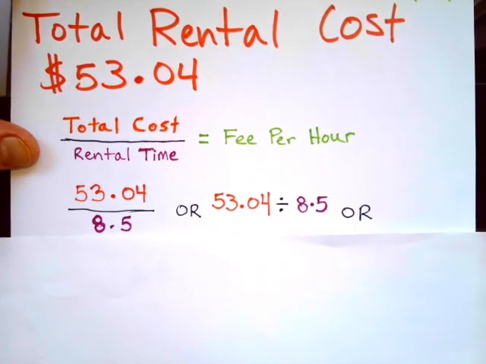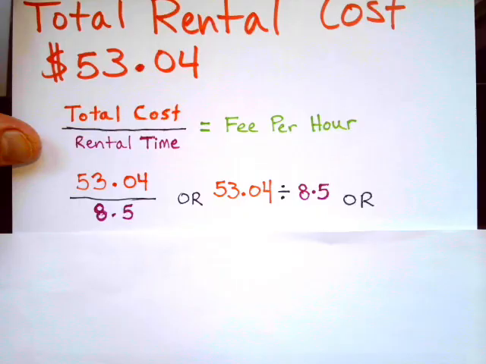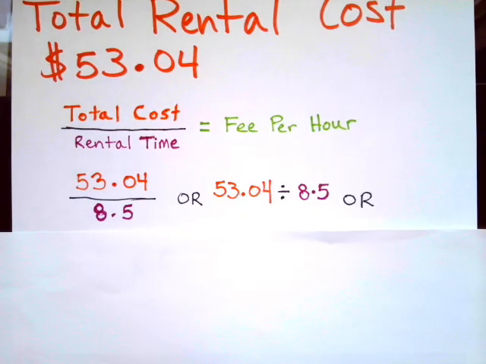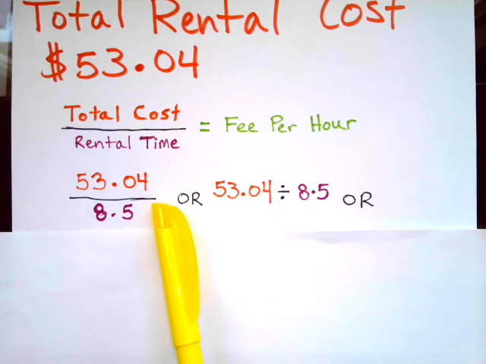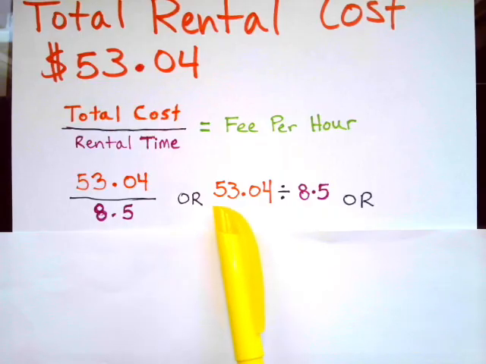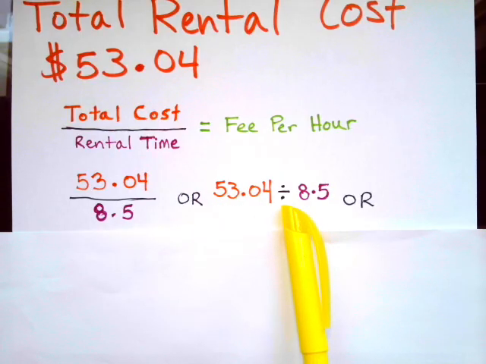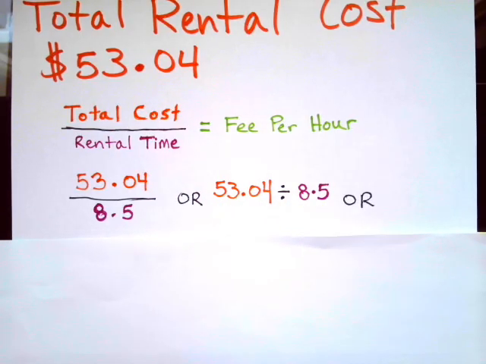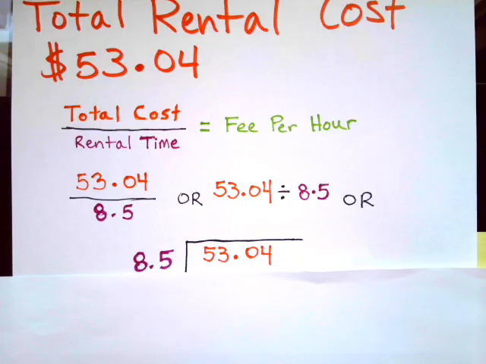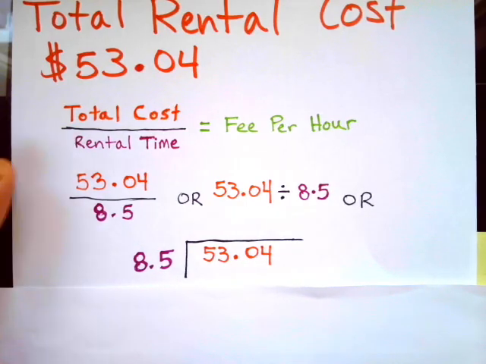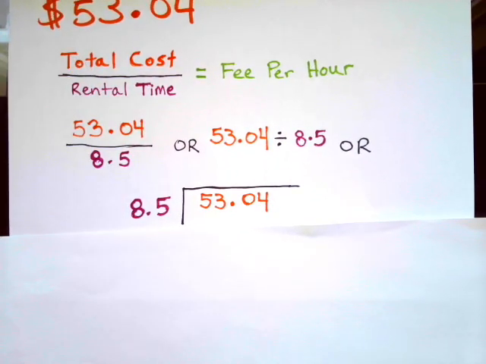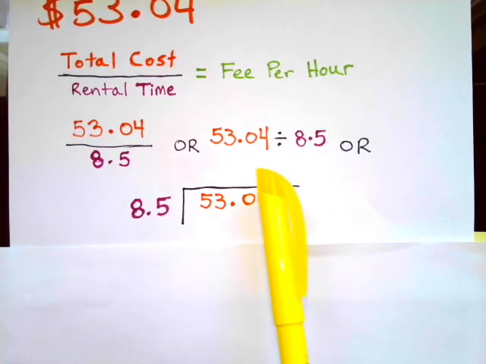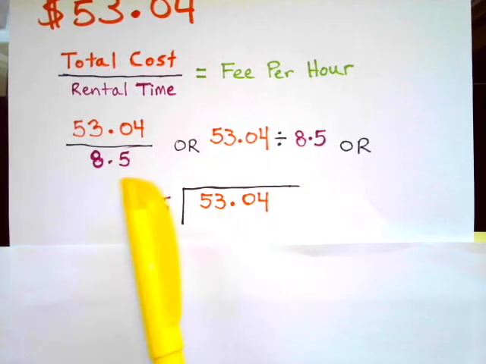Let me show you how you set that up. There are multiple ways. I'm showing you the division $53.04 divided by 8.5, or, I take it back, I'm showing you 3 different ways to show the division problem, and particularly I'm going to use the third option.